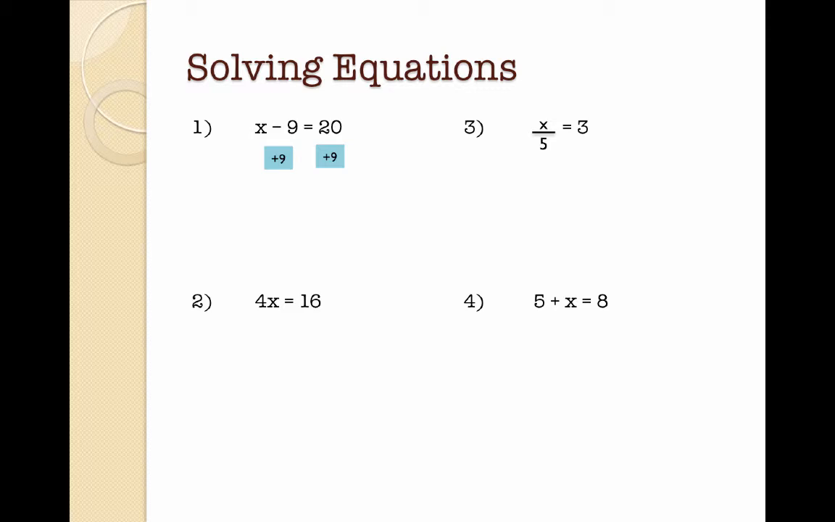If I add 9 to the left hand side, I'll be left with x, and if I do it to the right hand side, I'll be left with 29. So in this case, x equals 29.